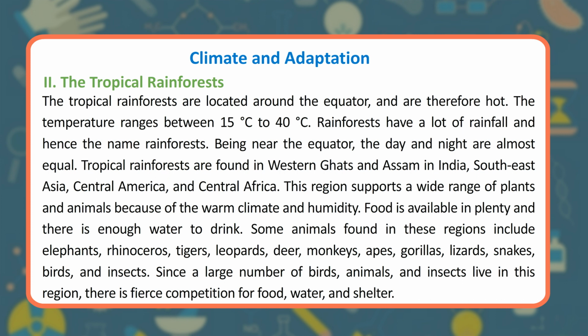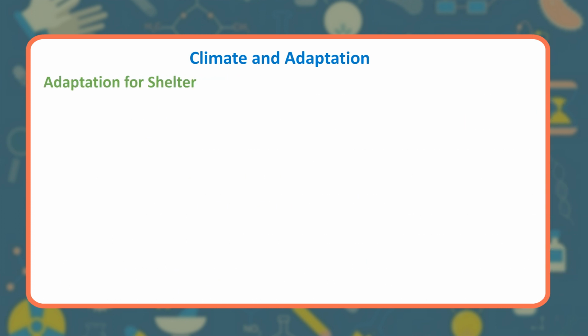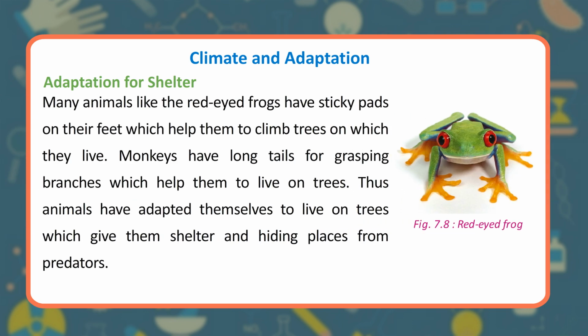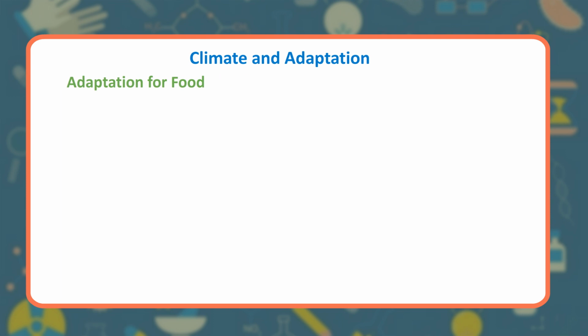Since a large number of birds, animals, and insects live in this region, there is fierce competition for food, water, and shelter. Adaptation for shelter. Many animals like the red-eyed frogs have sticky pads on their feet which help them to climb trees on which they live. Monkeys have long tails for grasping branches which help them to live on trees. Thus animals have adapted themselves to live on trees which give them shelter and hiding places from predators.